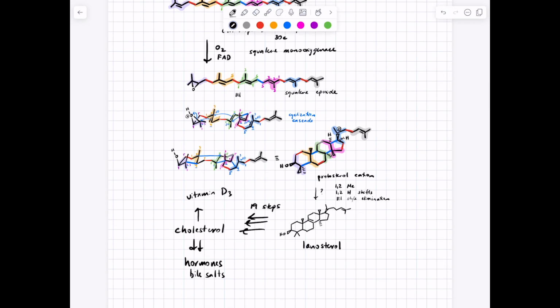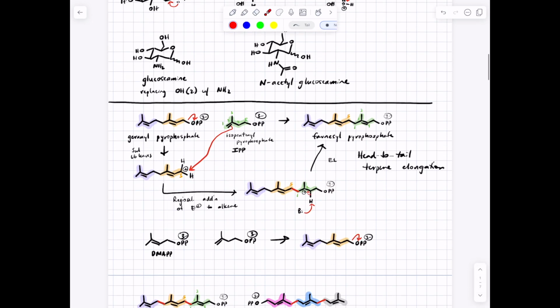It also gives you a clue as to what statin drugs do. They're supposed to lower your cholesterol, but the way they do that is way, way, way back here. They inhibit the syntheses of dimethyl allyl pyrophosphate and isopentenyl pyrophosphate.